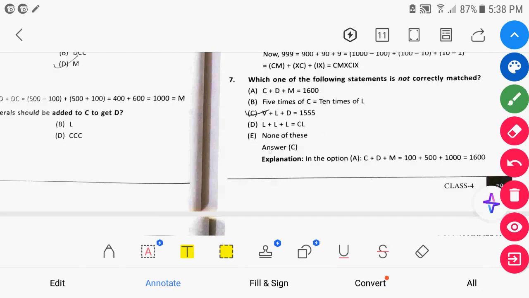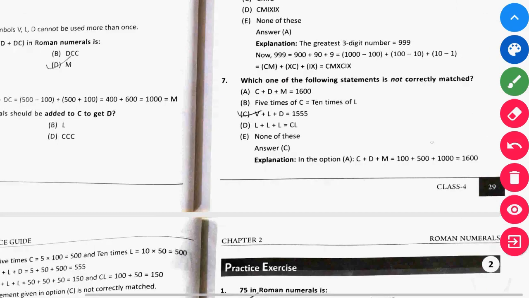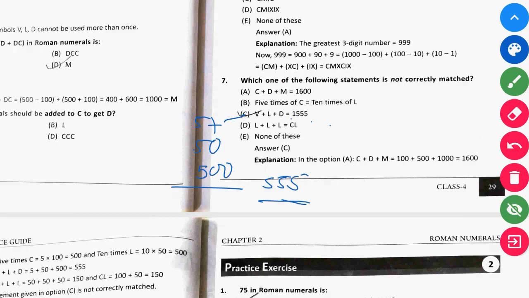V plus L plus D. Now what is meant by V? V means 5, L means 50 and D means 500. So 500 plus 50 plus 5 is 555. 155 is given, so this is wrong. So the wrong statement is C.